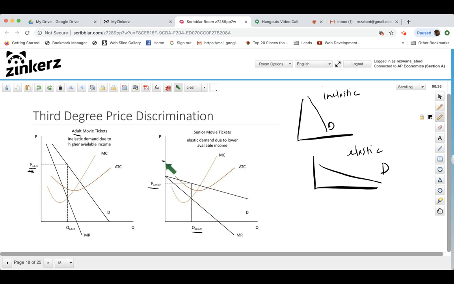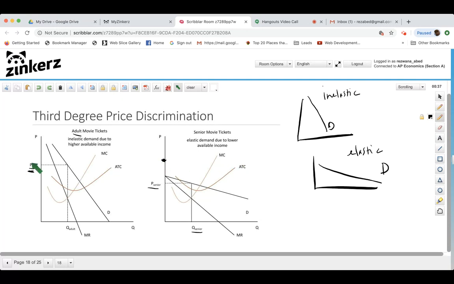Any idea? Is there any demand for a movie ticket at this price for seniors? No, right? Because the demand curve doesn't even exist. It's flatter. There is no demand for movie tickets at that price for seniors. So it wouldn't make sense to charge seniors the price of adults because they wouldn't be able to pay for it. They don't have any effective demand for movie tickets at that high price.